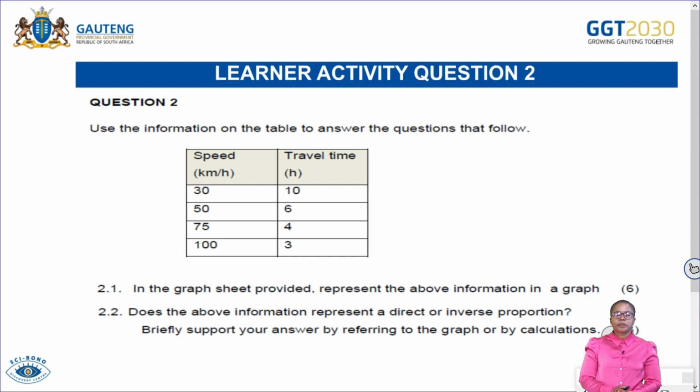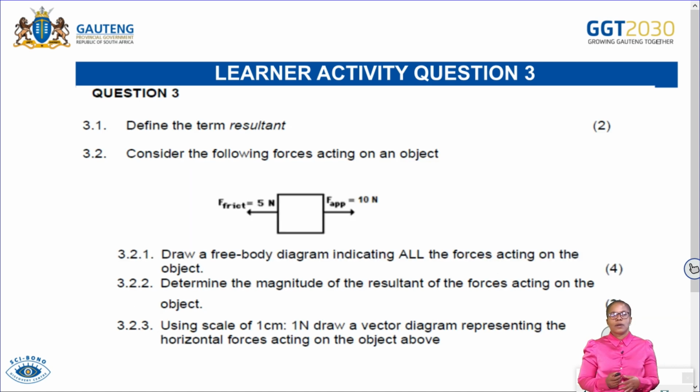Okay, let me not give you too many hints. 2.2, does the above information represent a direct or inverse proportion? Remember what we said about the variables that are involved. What happens when it's direct? What happens when it's indirect? Briefly support your answer by referring to the graph or by calculations. You can use either one.